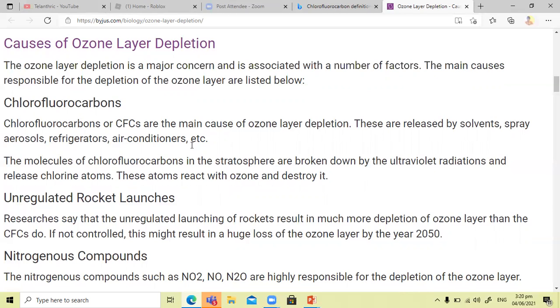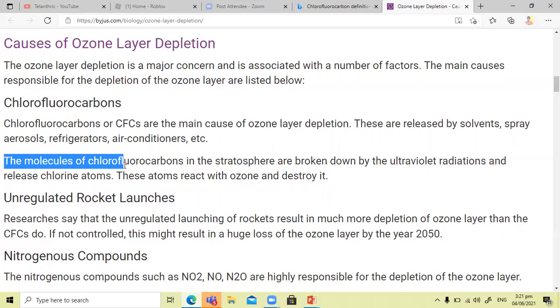So as we can see, this relates back to the fans example. If you are overusing your fans, it's going to heat up the earth, and it's going to be releasing these chlorofluorocarbons. All right.